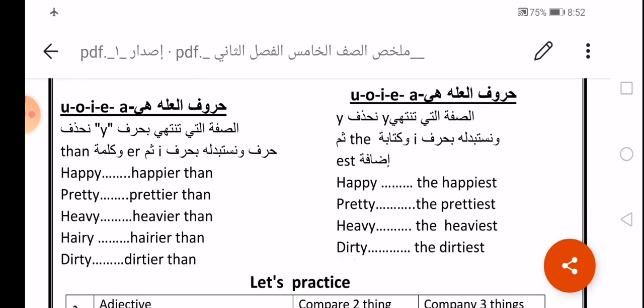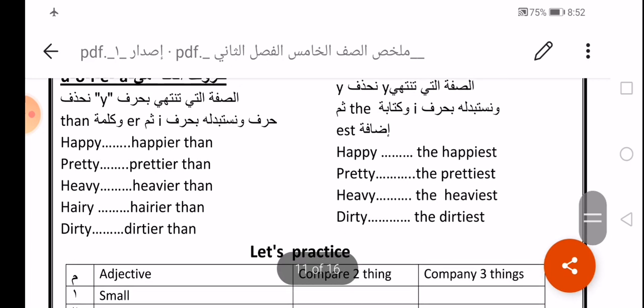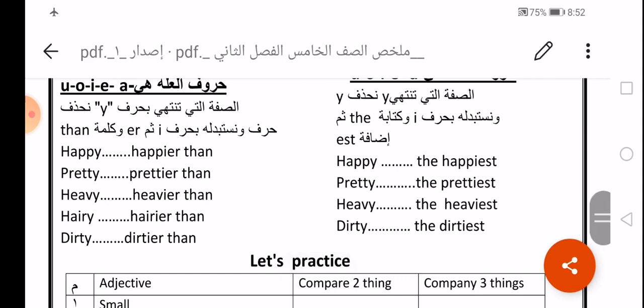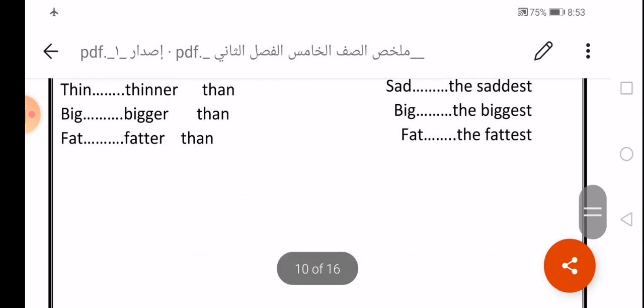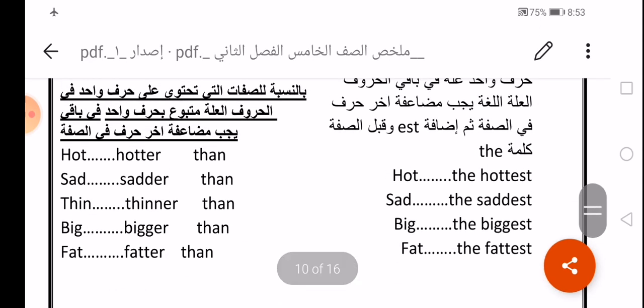Now, look at these things here. These are the vowel letters. Also, we have a rule here. If the adjective has a vowel letter. How many vowel letters are there in English? There are 5. What are they? A, E, I, O, and U. So if the adjective has one of these vowel letters and at the end there is one consonant, we are going to write the last letter twice. Look at this example. Hot. What are the letters here? H-O-T. O is a vowel letter. So what change happens here? The T is written twice.